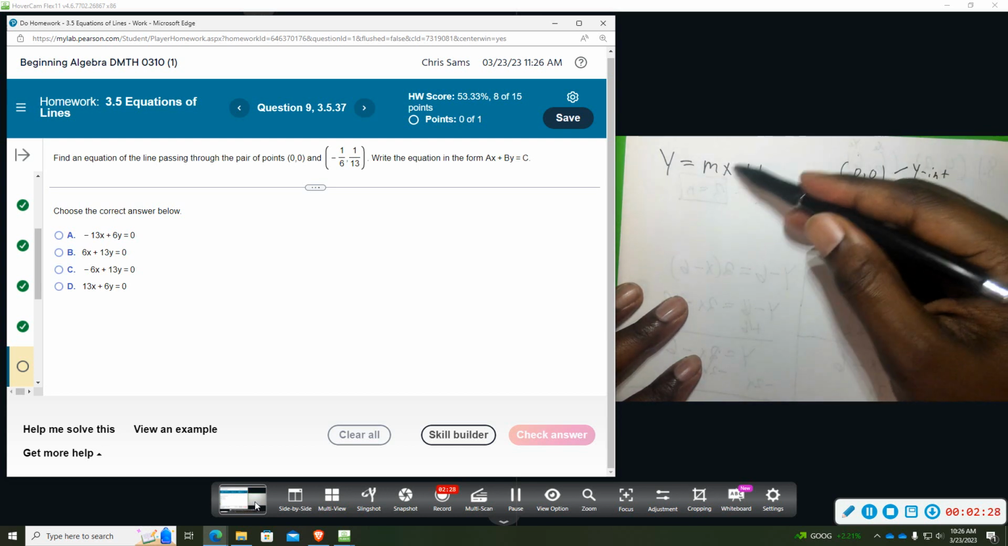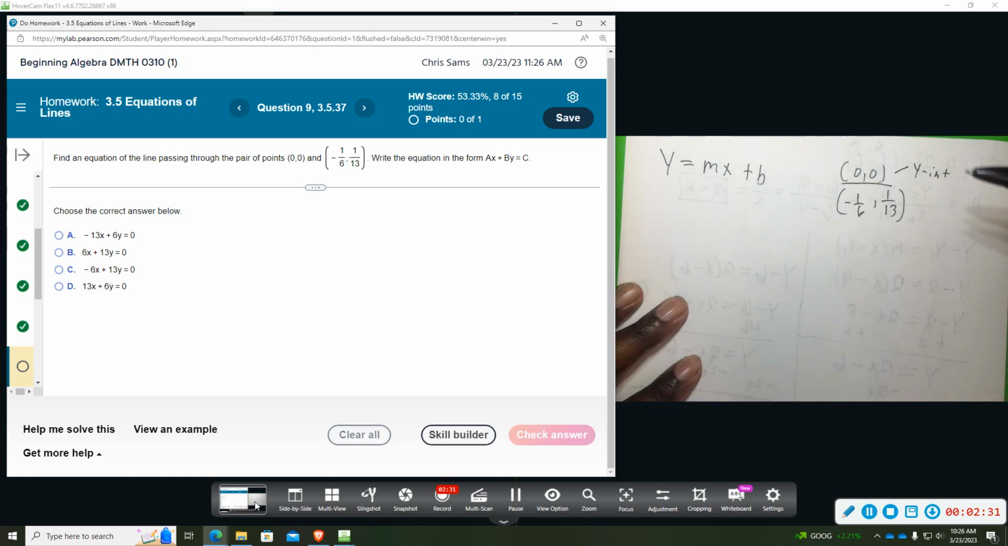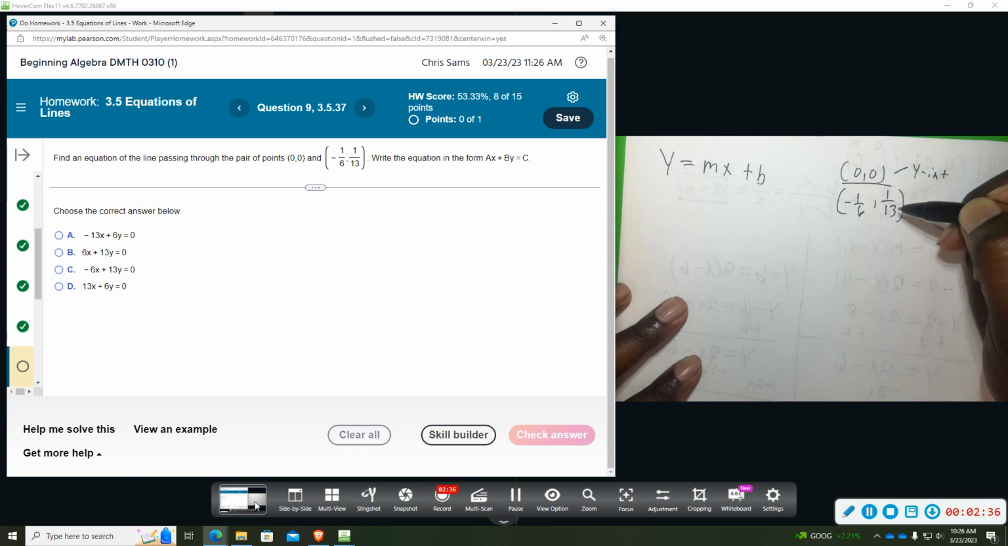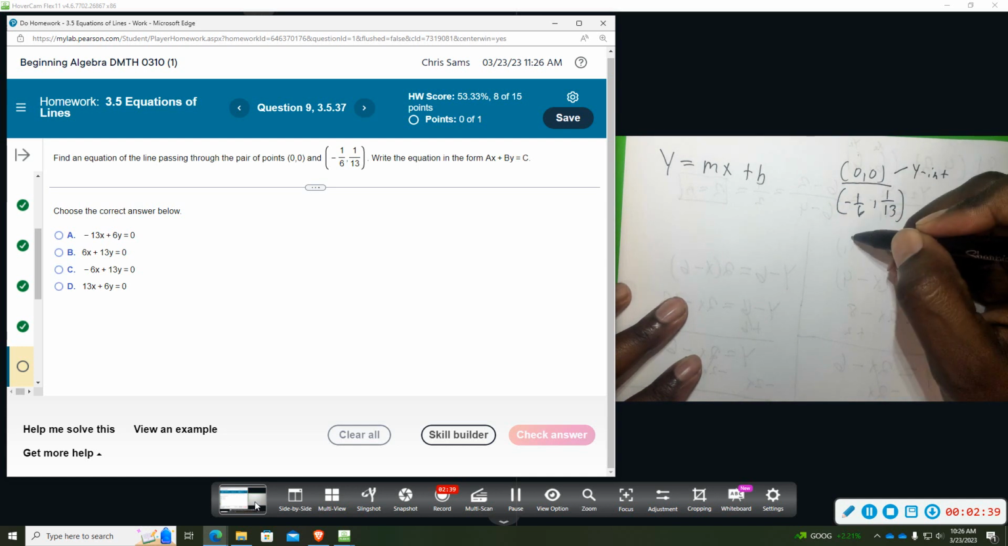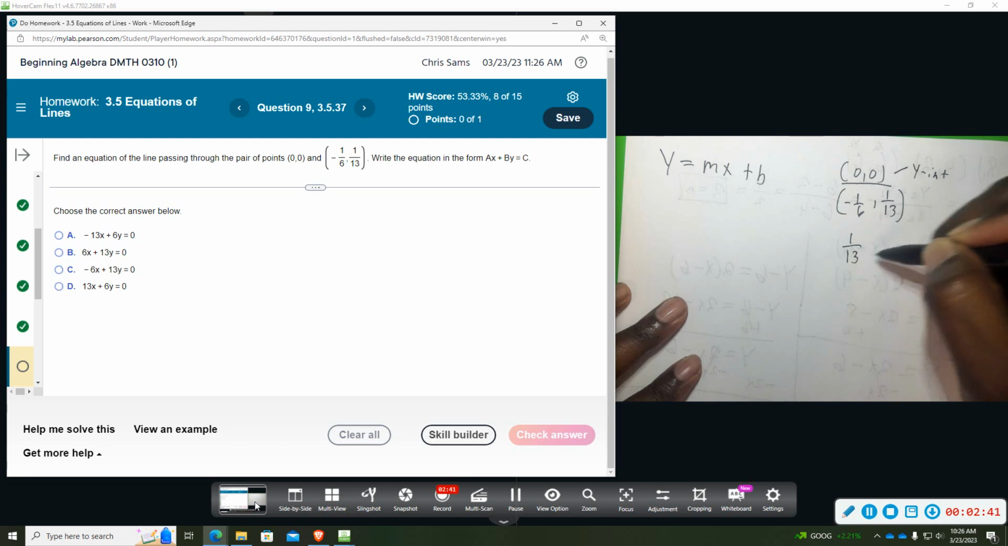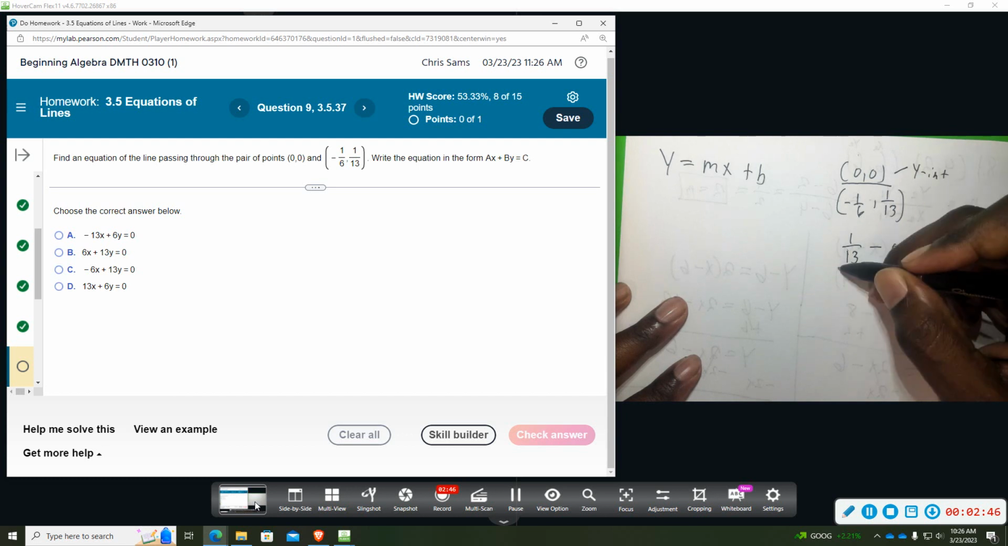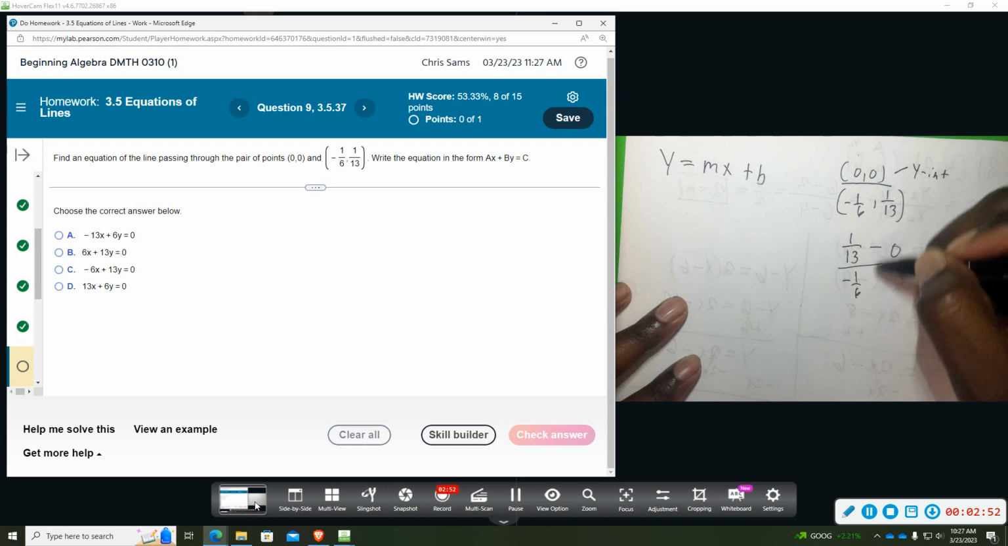In this case, I think it would probably be easier just to find the slope and then multiply to get whole numbers from there. So I'm going to find the slope. I'm going to say y2 is 1 over 13 minus y1 of 0, and then my x2, negative 1 over 6, minus x1, which is 0. So this is going to give me 1 over 13 divided by negative 1 over 6.